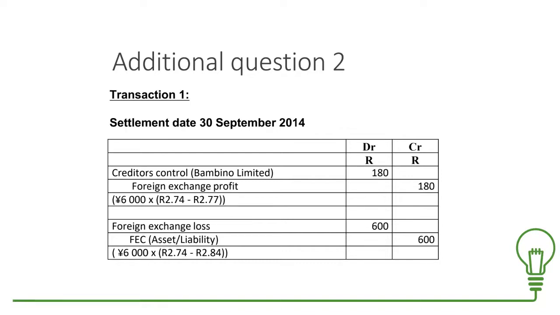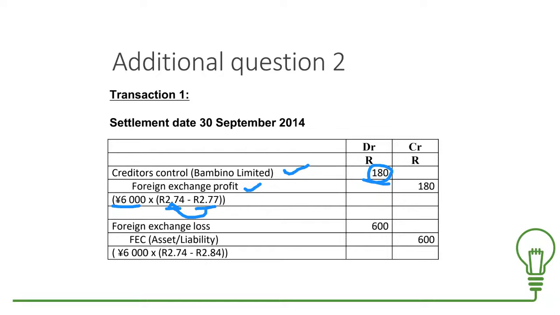So again, like we said, the creditor is decreasing, so we're debiting the creditor and we're creating a profit there. Remember, we're moving from 2.77 with the creditor to 2.74, and it's only for 6,000. So that's going to give us a 180 rand forex profit.